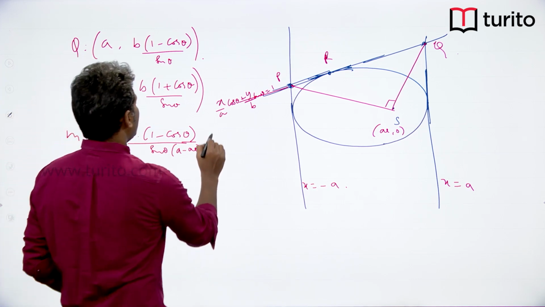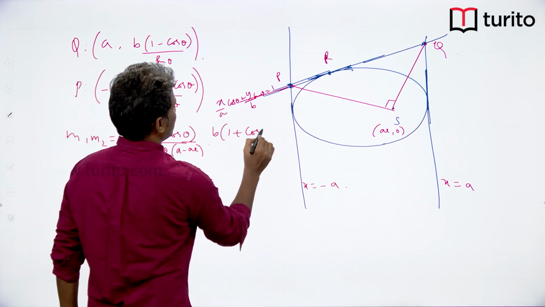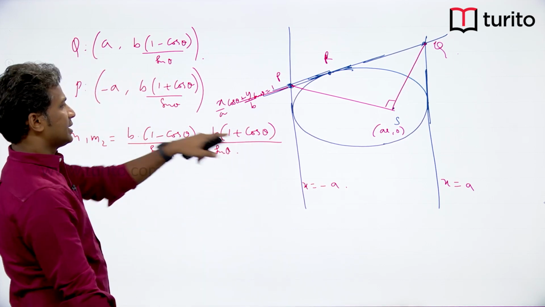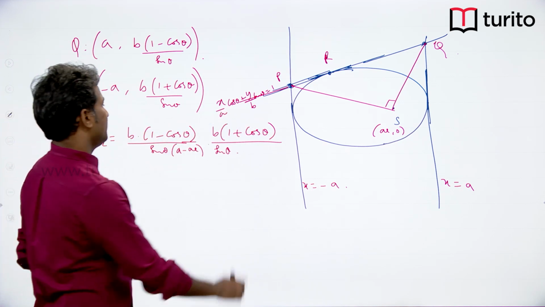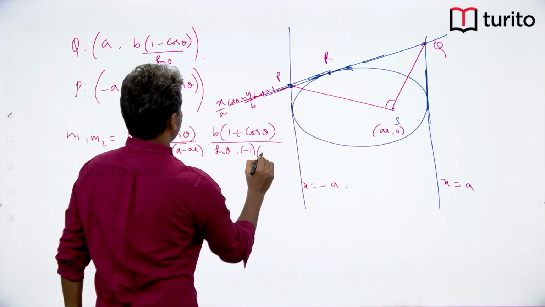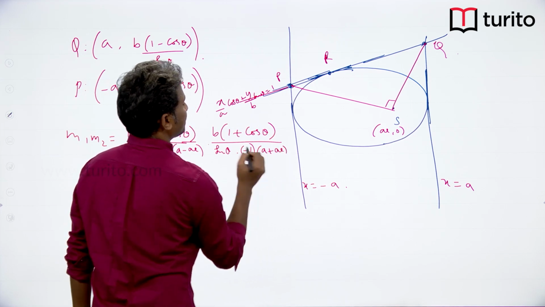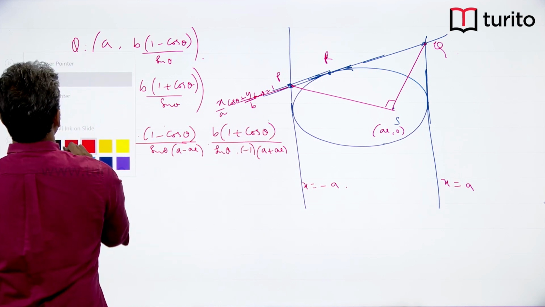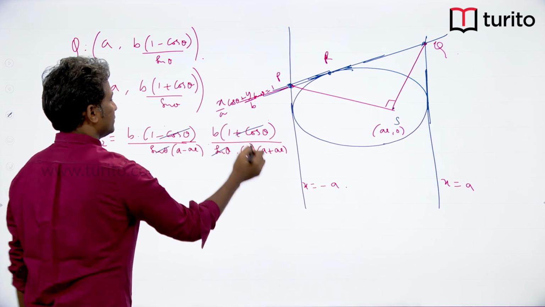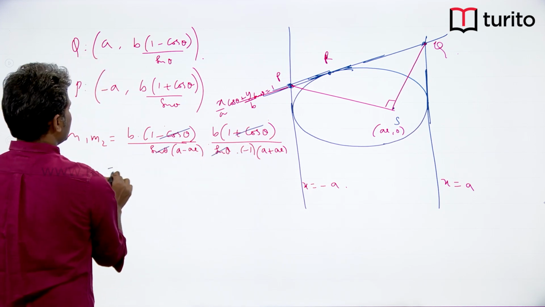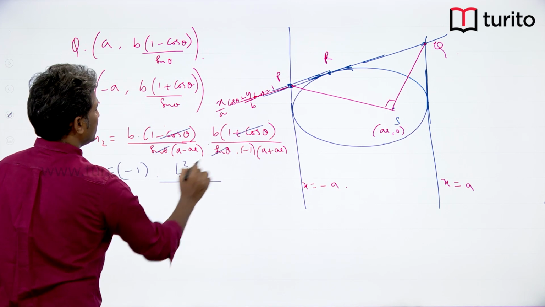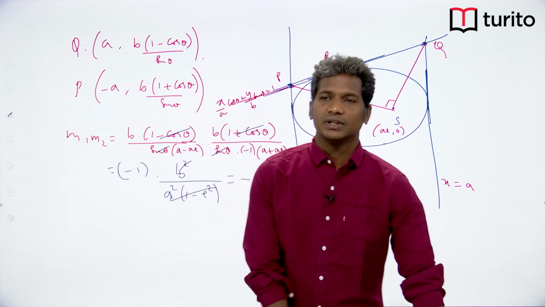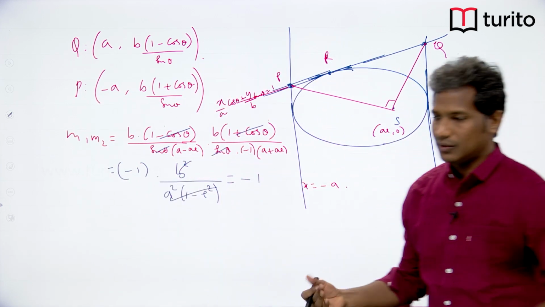Now, the second slope will be b into (1 plus cos theta) divided by sin theta into, again when we take the slope here, what do we get? Minus (a minus ae), that will become minus 1 into (a plus ae). So, now 1 minus cos theta into 1 plus cos theta will get cancelled with sin square theta, okay. And there is one minus 1 sign here, there is b square in the numerator, and there is a square into 1 minus e square in the denominator, again we are getting minus 1. So, this means we have actually proved this property also, okay.